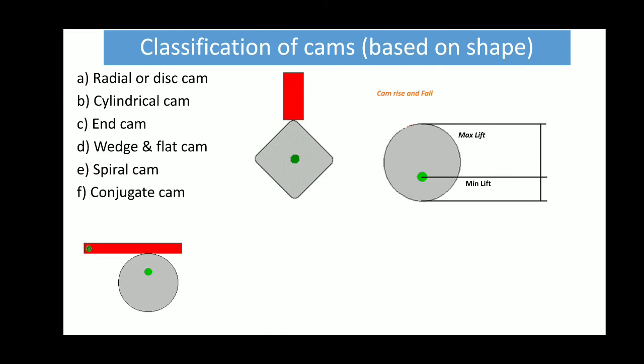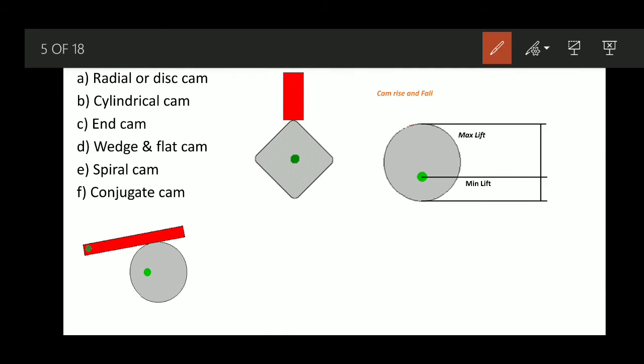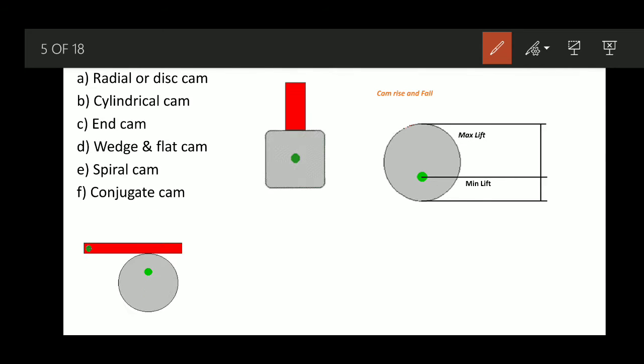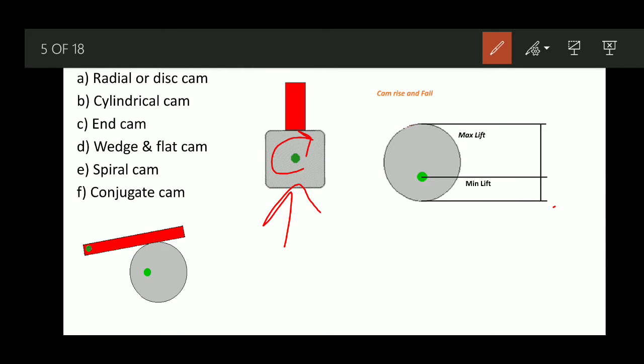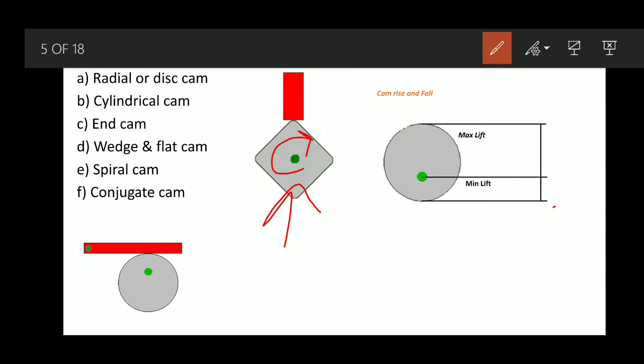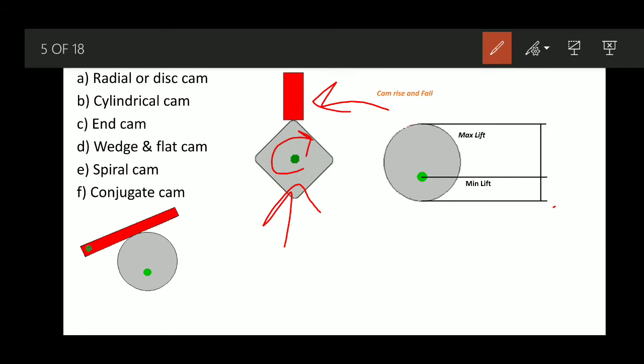As you can see from this figure, we are showing different types of cam and follower mechanisms. Here this is the cam, rotating about this particular axis. The green part is the axis, and the red part is a kind of follower.